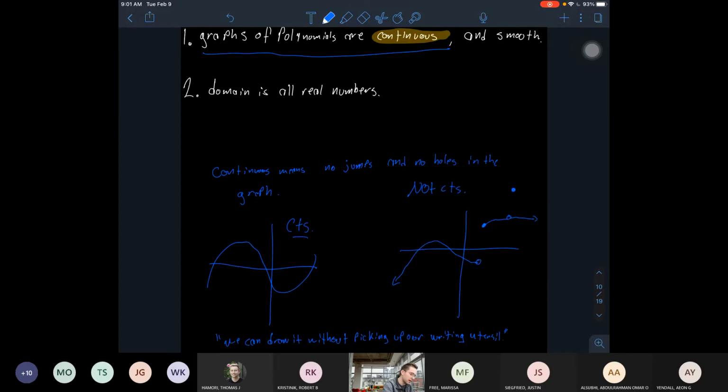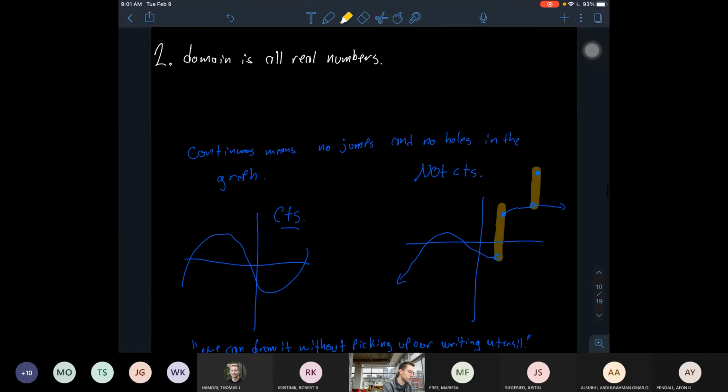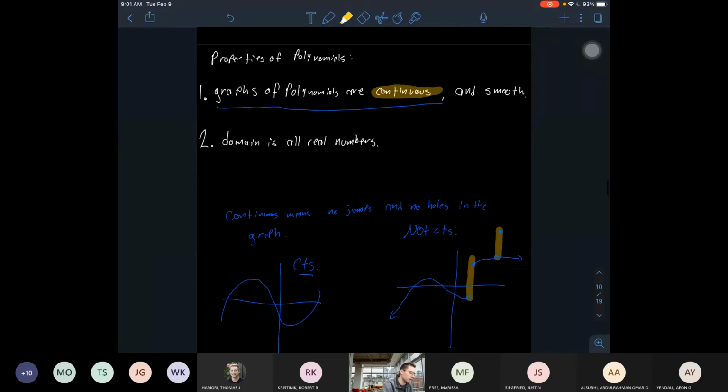Otherwise, it's not continuous. And there's two places where this second graph is not continuous. It's not continuous at this x value, since we have a jump, and it's not continuous at this x value, since we have a hole. Okay, so polynomials have this nice property that their graphs are nice and smooth and continuous.